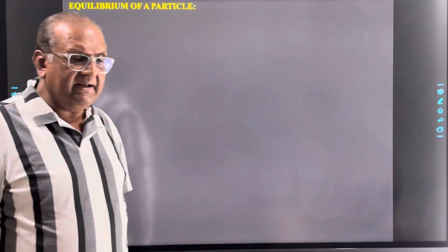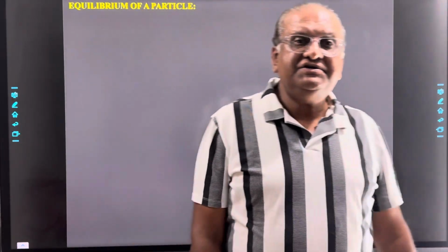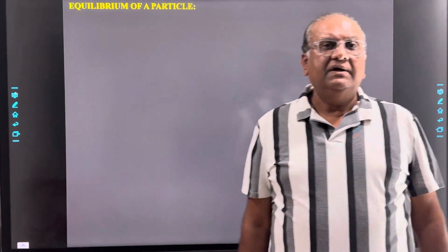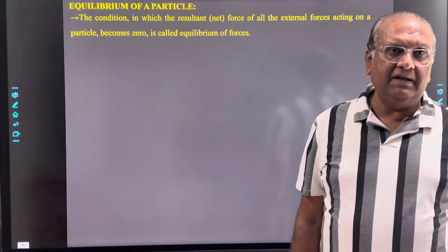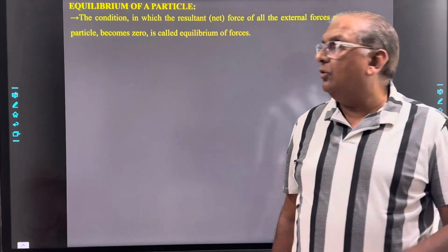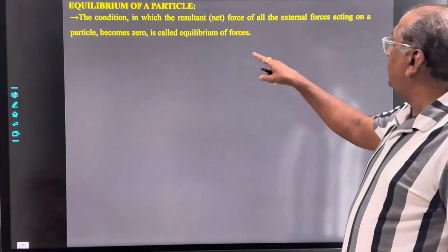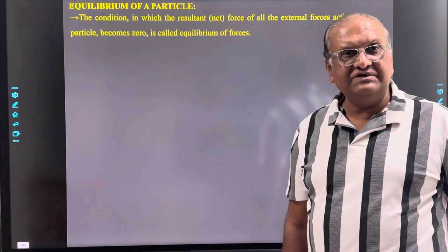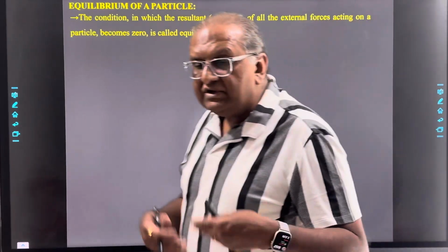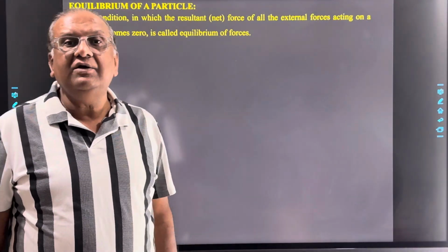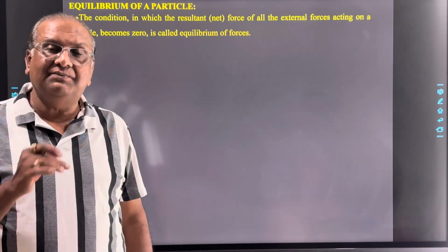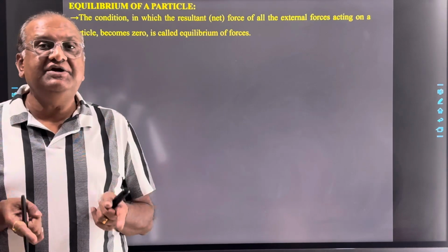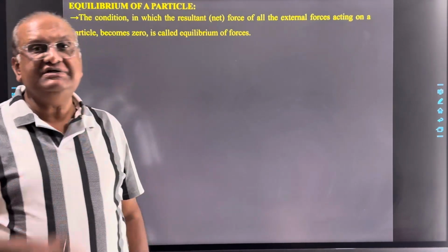Now, next topic: equilibrium of a particle. The condition in which the net external force acting on the particle becomes zero is called equilibrium of forces. So if two or more forces are acting on the particle, then the net force or resultant force acting on the particle is the vector summation of all the forces.